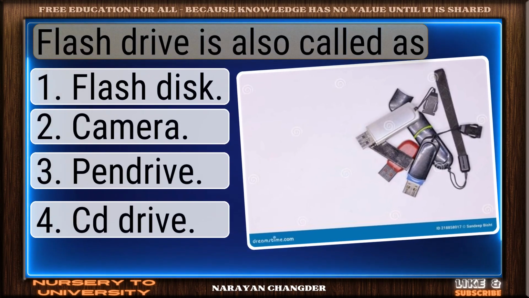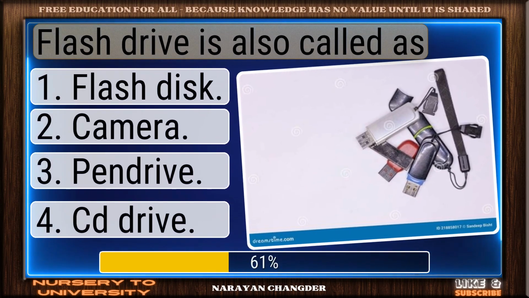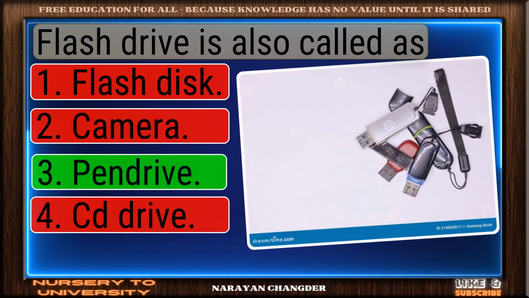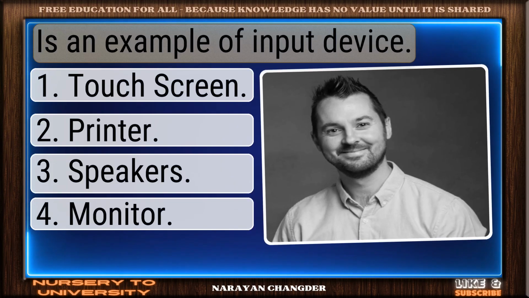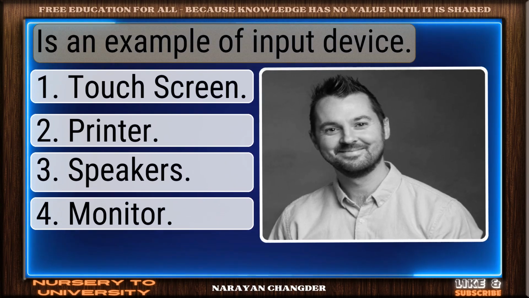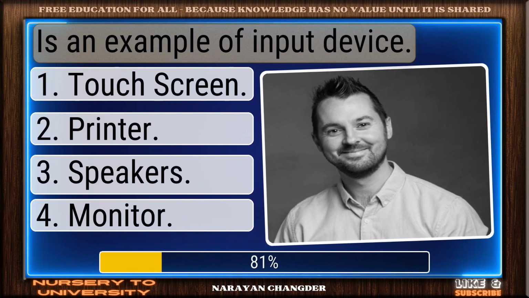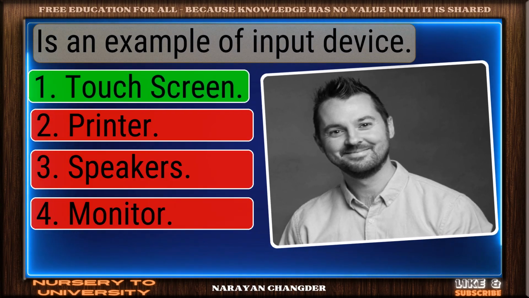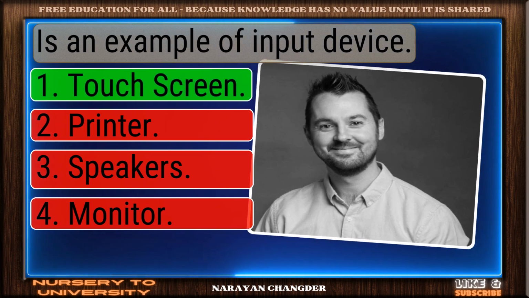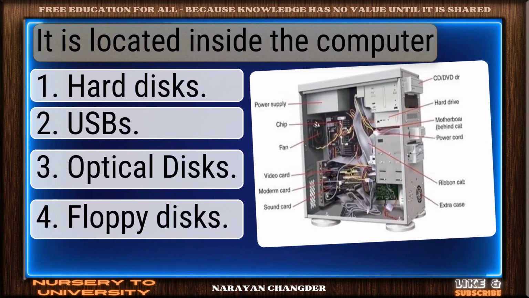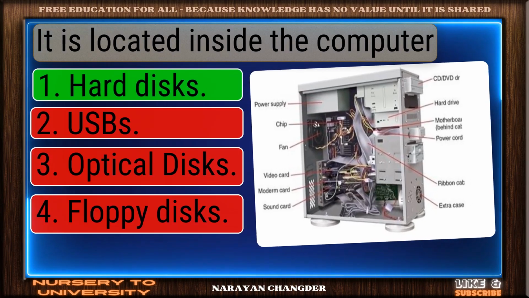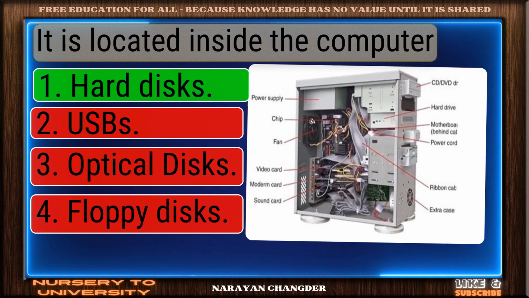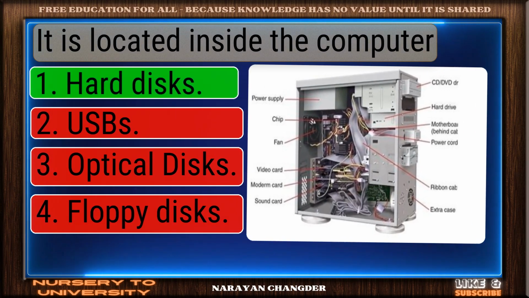Flash drive is also called as. Solid response. Pen drive is a valid choice. Which is an example of an input device? Smart pick. Touchscreen is the correct choice. It is located inside the computer. Exactly. Hard disks make sense, and it is the right choice.